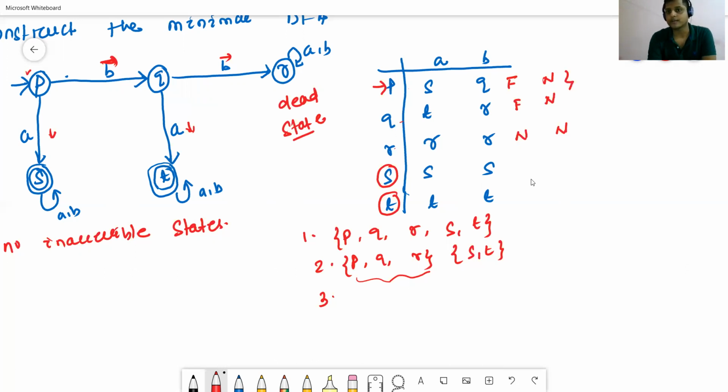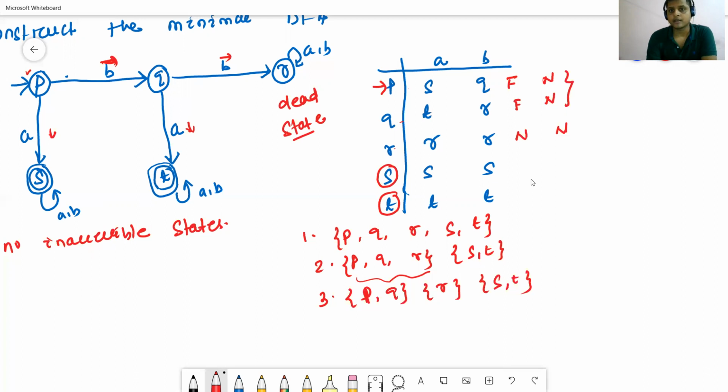So we will separate PQ as one state and R as one state. Now this is P, this is Q as one state, then R is one state. This is S, T, one state. Can we further separate P and Q? Yes, we can separate. How?